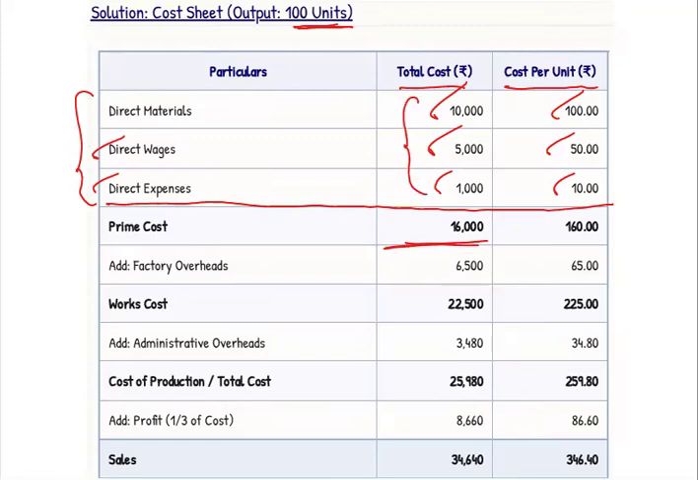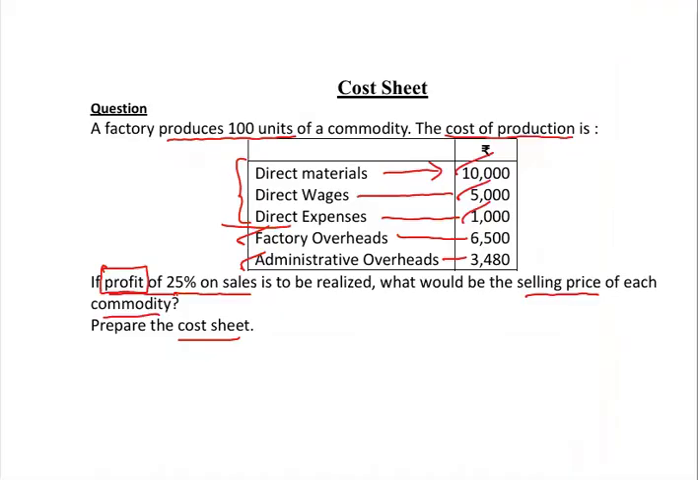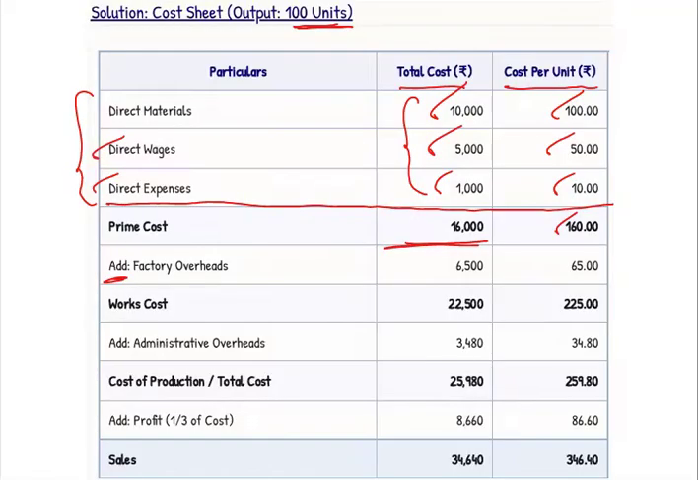Divided by the number of units, we will get the cost per unit, that is 160 per unit. In prime cost, we will add the factory overheads. Factory overheads is how much? 6,500. So 6,500 is added here. We will get 22,500.